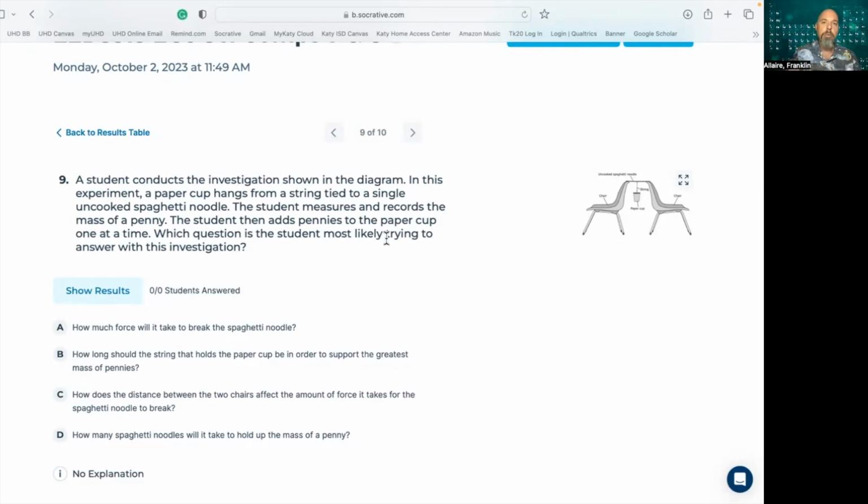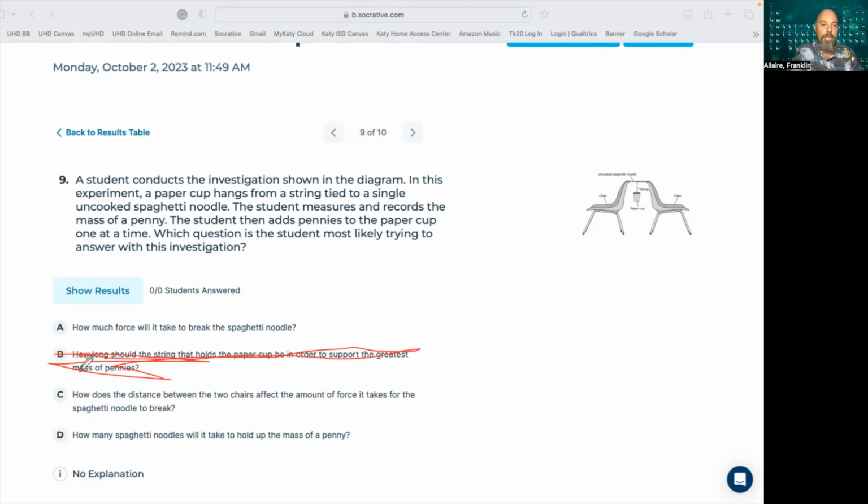Before we reveal the correct answer here, I just want to also, kind of like going back to the first problem, do a little bit of process of elimination here, because there are the potential for multiple correct answers. And what we need to figure out is the most correct answer. So first of all, there is one answer choice that we can eliminate immediately, and that is answer choice B. How long should the string that holds the paper cup be in order to support the greatest mass of pennies? One has nothing to do with the other.